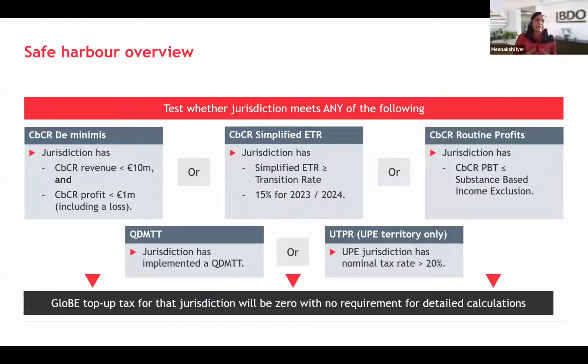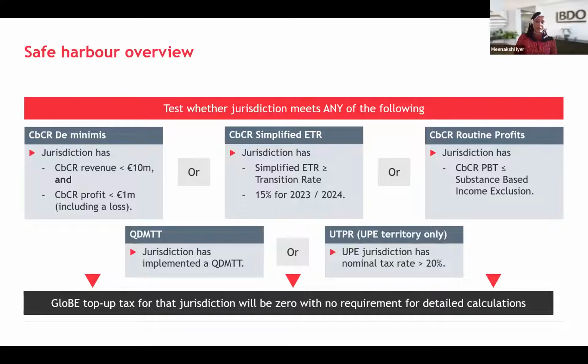Now, what are these safe harbors? There are three safe harbors that rely on the CbC report. The first one is a de minimis CbC safe harbor, where if your CbC revenue in a particular jurisdiction is less than 10 million euros, and your CbC profit is less than 1 million euros, and that includes a loss, then you could qualify for this de minimis. Now, there is an important exception to this.